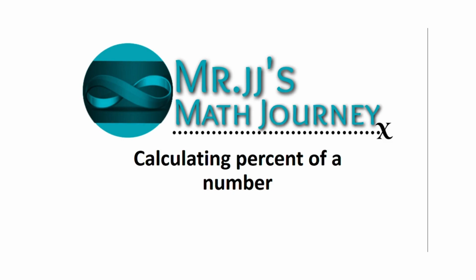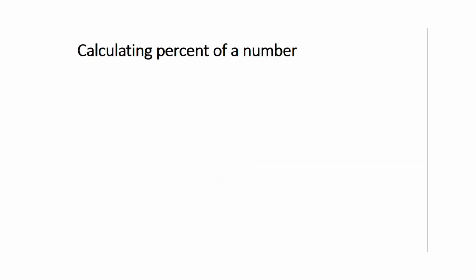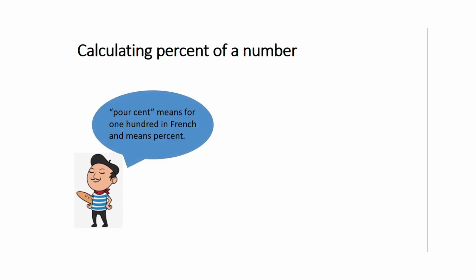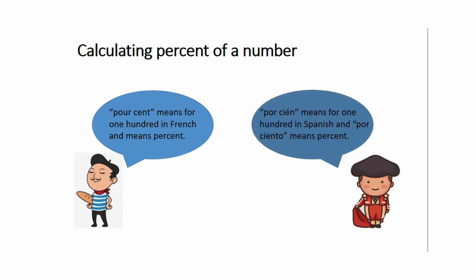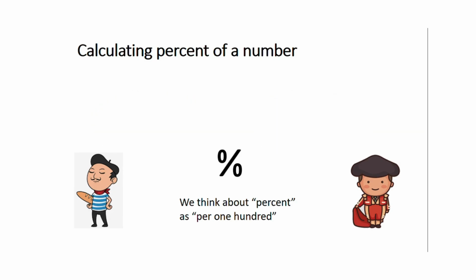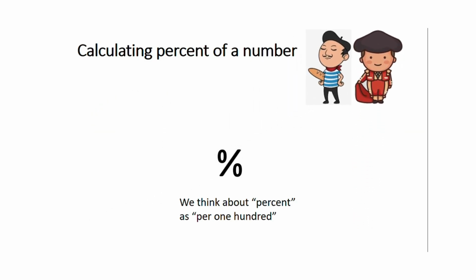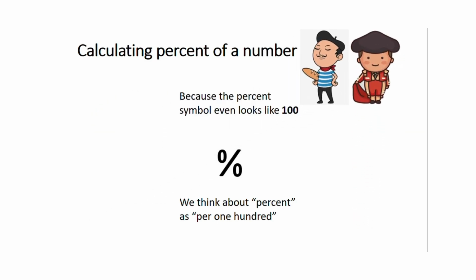Calculating percent of a number. Pourcent means for 100 in French and means percent. Por cien means for 100 in Spanish, and por ciento means percent. We think about percent as per 100, because the percent symbol even looks like 100.